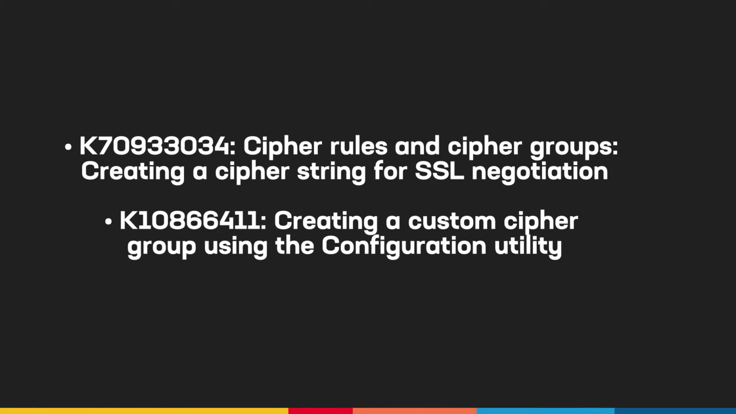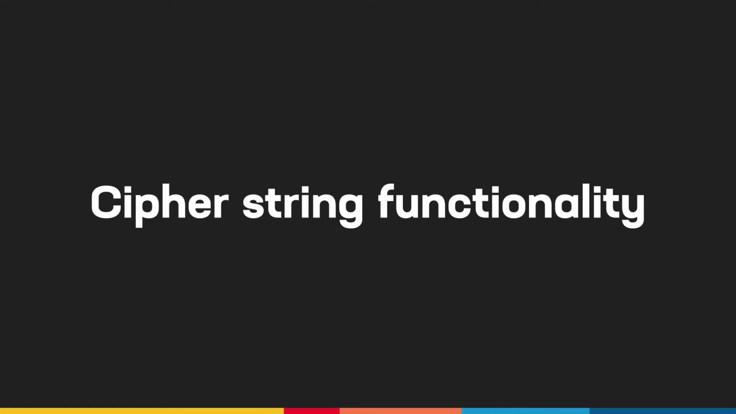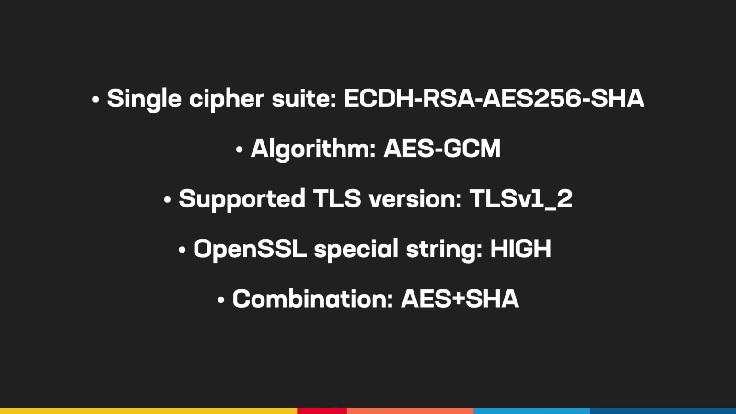The BIG-IP SSL profile specifies which cipher groups and suites the system uses to negotiate new SSL connections. This is specified in the profile settings in the form of a cipher string. The cipher string contains one or more entries, with entries separated by a colon. The entries can take several different forms, such as a single cipher suite, an algorithm, a supported TLS version, or an OpenSSL special string.